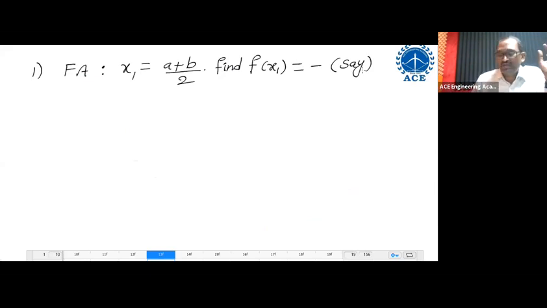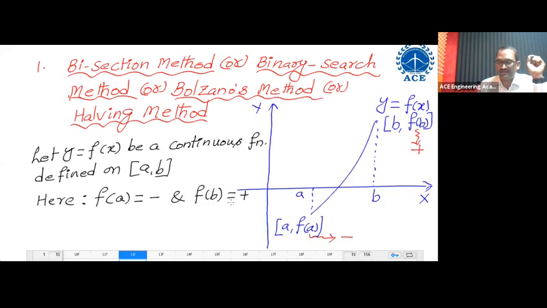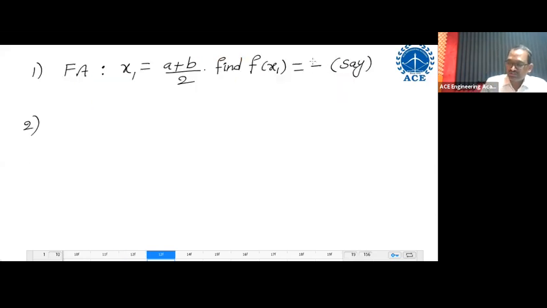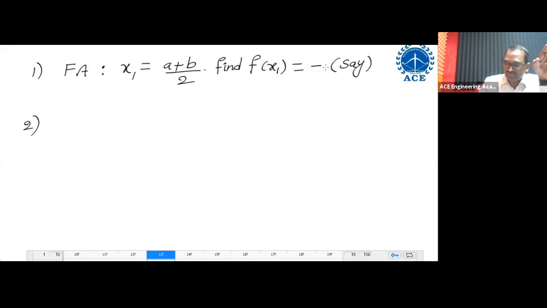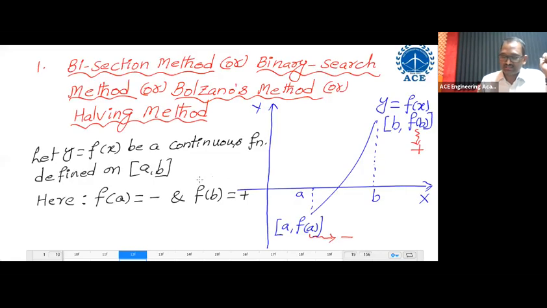In case f of x1 is less than 0, I mean negative. Initially f of a and f of b are of opposite signs, so the root lies between a and b. Now f of x1 is negative. If f of x1 is negative, identify the latest positive sign. What is the latest positive sign? The latest positive sign occurs at b.